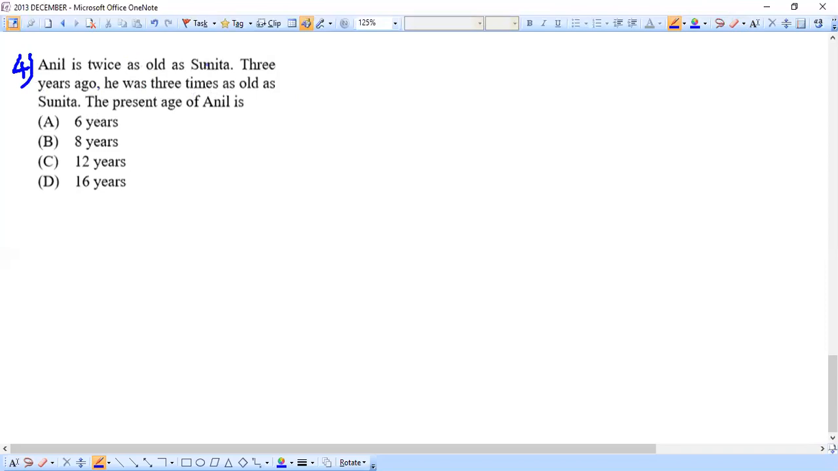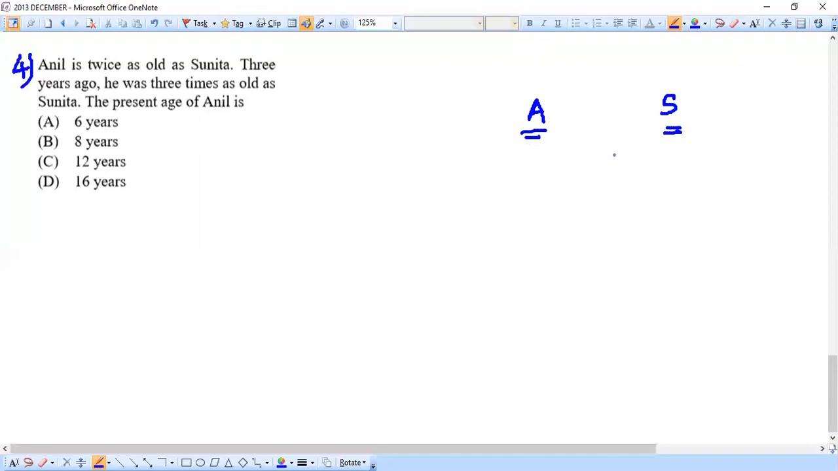Here, once again, we are getting a problem from ages. Let's see how this can be solved. So here we have Anil is twice as old as Sunita. That means we have 2 people. Let's use the starting letters, A and S. So Anil is twice as old as Sunita, which means Anil's age is twice that of Sunita.